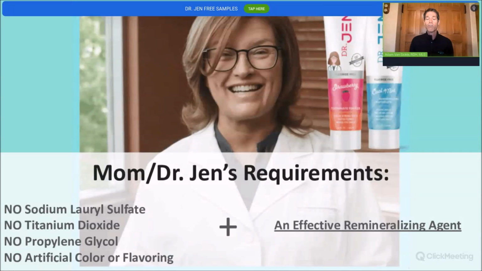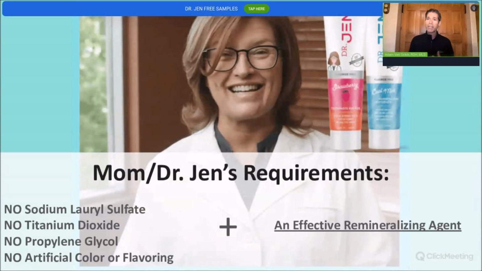Things like sodium lauryl sulfate, it's a foaming agent, but we know that it can lead to aphthous ulcers and impaired tissue healing, gingival inflammation. Titanium dioxide's actually been banned in Europe. Propylene glycol is a main ingredient in antifreeze. It's a humectant in toothpaste, but it can cause systemic issues. And then any kind of petroleum-based artificial coloring and flavoring, and really the list goes on from there.